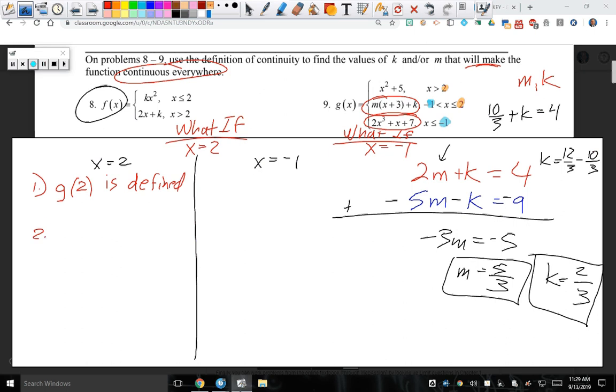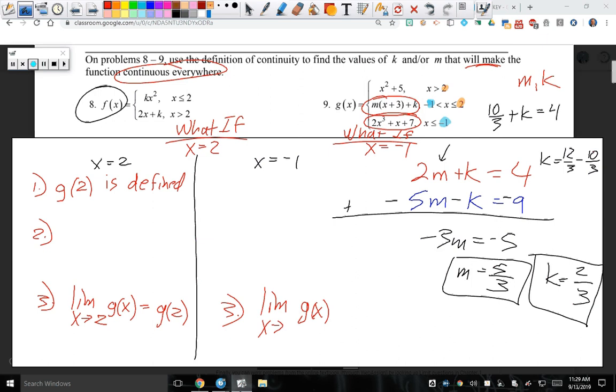Now again, that's maybe why there was a little hesitation, we have to start from rule 3 with this type of problem, because we're coming from a must-be continuous standpoint. So we're going to say the limit of g of x as x approaches 2 is equal to g of 2. Over here, this one is the limit of g of x as x approaches negative 1 equals g of negative 1.